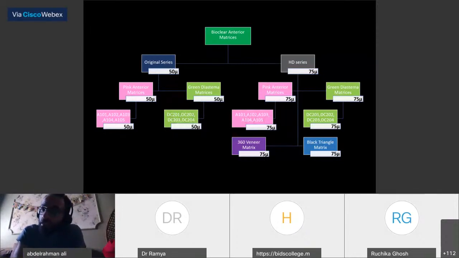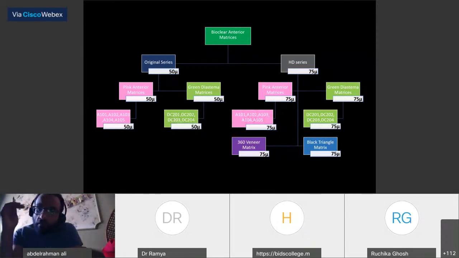They have anterior matrices, and you have to be focused on what I'm saying because it's a little bit confusing. And they have diastema occlusion matrices. I want you to forget about these names, because when you buy the box, it's called anterior matrix, and in another box, it's called DC, diastema occlusion matrices. Just forget about that. We call it pink matrices and green matrices.